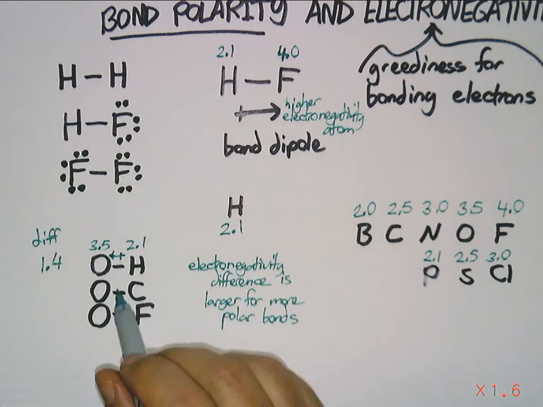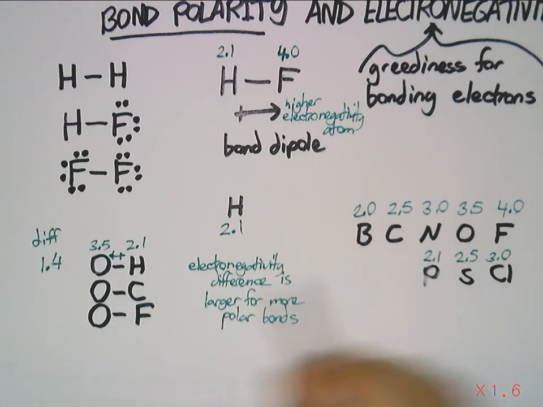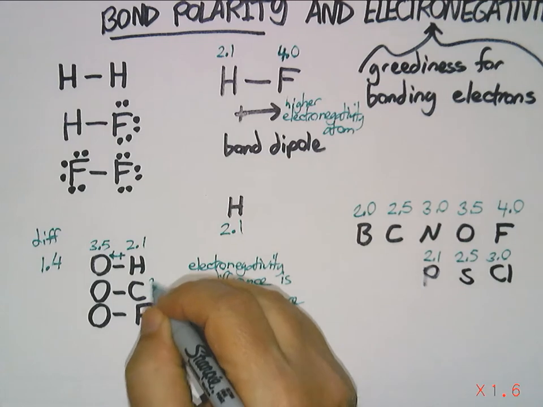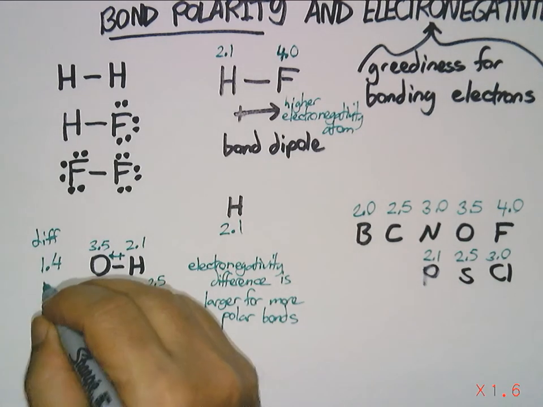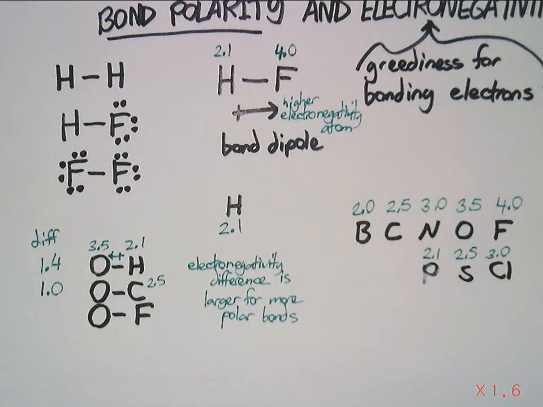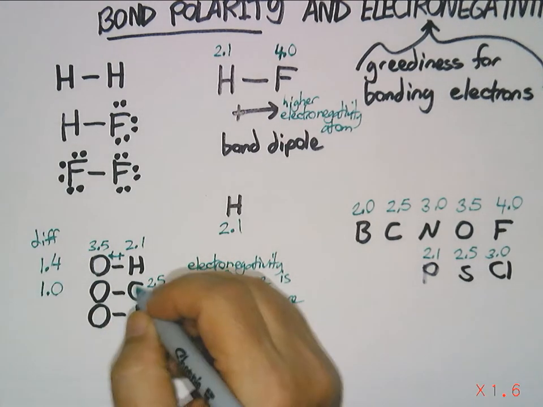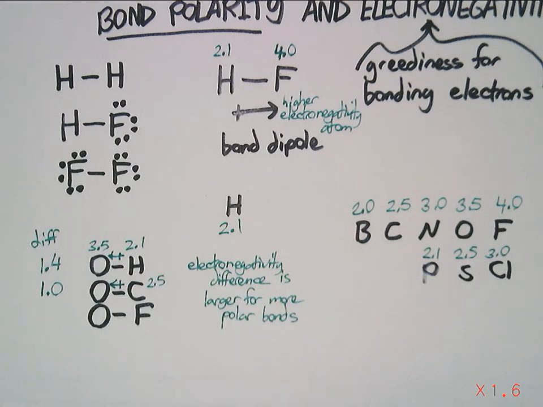And how about this one? It's 3.5 for oxygen, and what is it for carbon? It's 2.5. So that's got a difference of 1. It's less polar, but still the more electronegative atom is the oxygen, so the bond dipole will point like that.